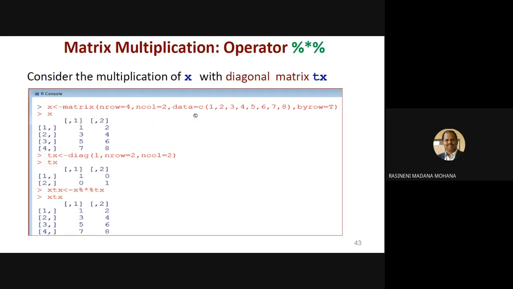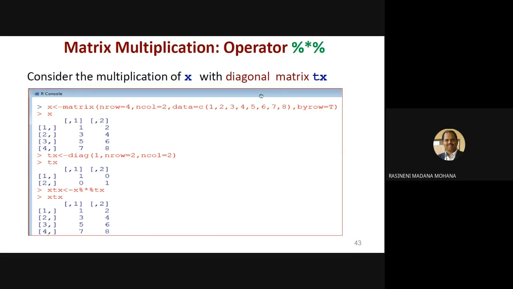So now if you want to perform a multiplication operation, it's very important. This is the symbol used in R software to perform multiplication of two matrices. The symbol is %*%. Between the two matrices or vectors, you can use this symbol, and then it computes the multiplication.